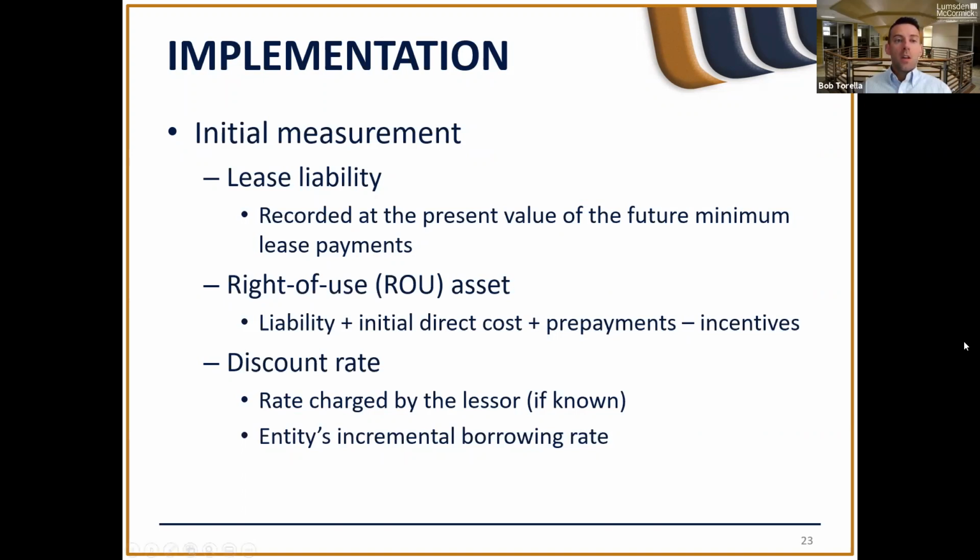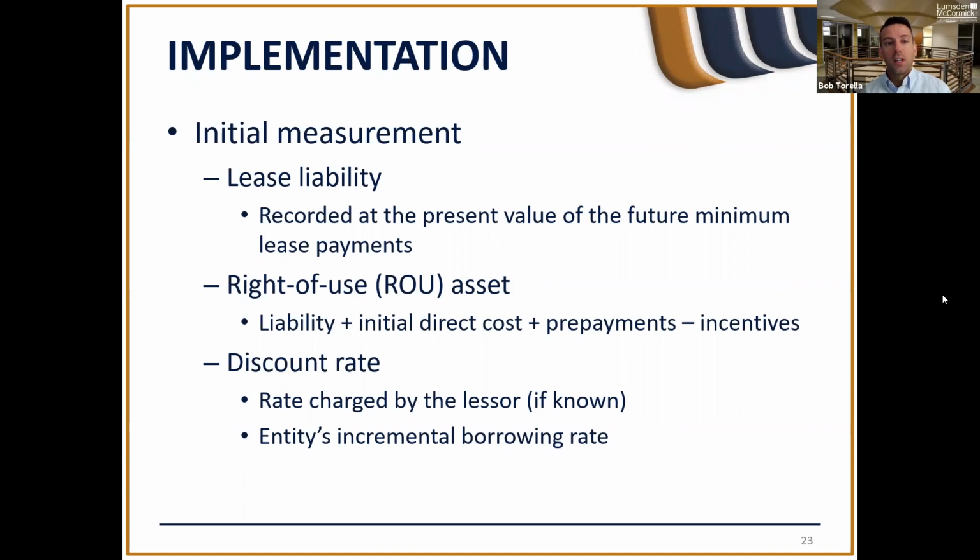Thanks, Max. So now that we've gone through some of the technical components, the definitions of the new standard, let's get into how we are going to implement this and what it is going to look like. So in both cases, whether it's a financing lease or an operating lease, the initial measurement or value recorded on the balance sheet is going to be a lease liability as well as a right of use asset. So the lease liability is recorded at the present value of the future minimum lease payments.